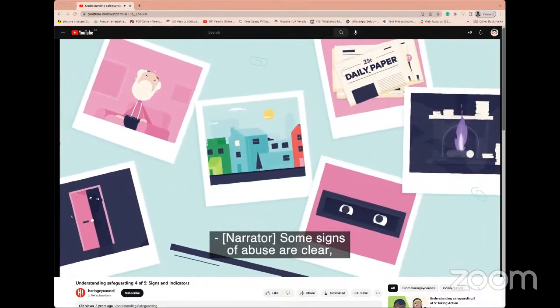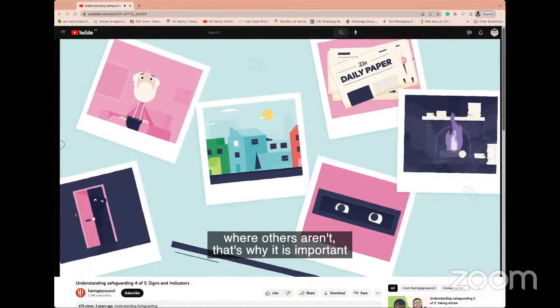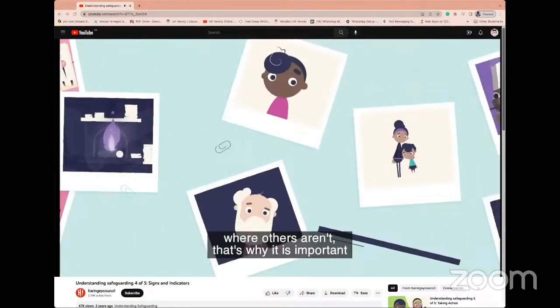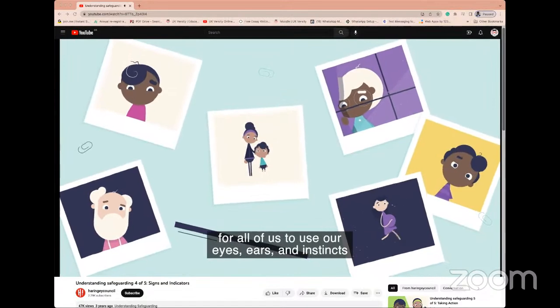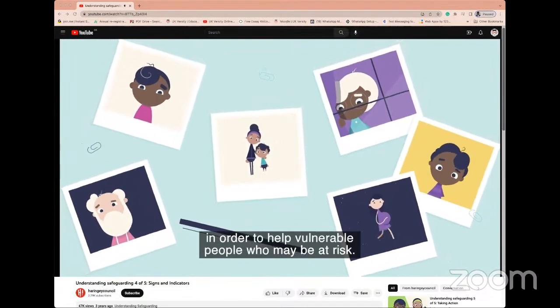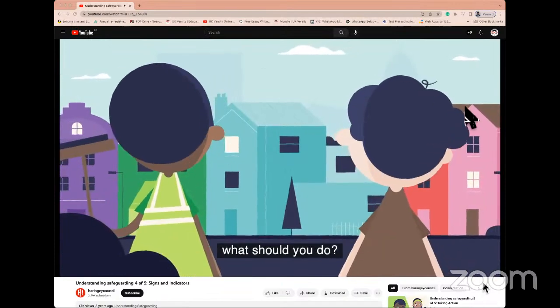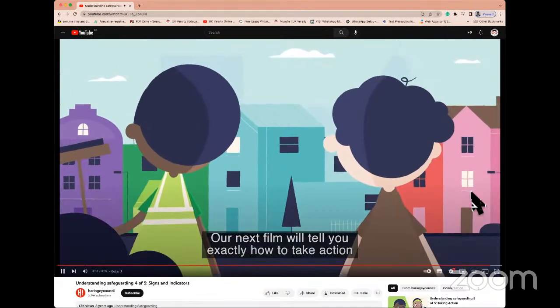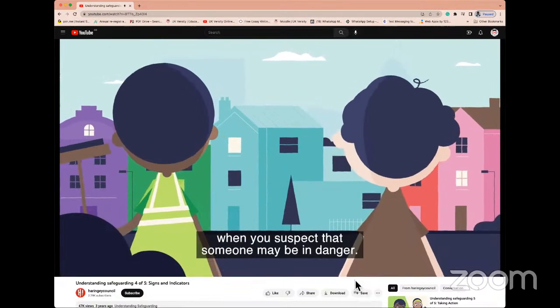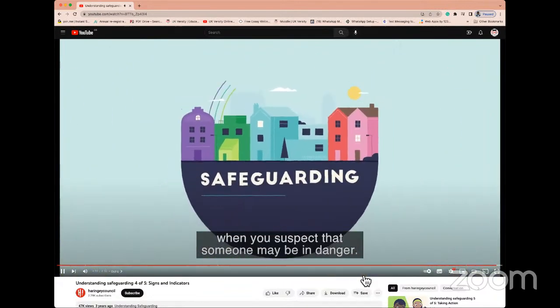Some signs of abuse are clear where others aren't. That's why it's important for all of us to use our eyes, ears and instincts in order to help vulnerable people who may be at risk. But once you've identified possible abuse, what should you do? Our next film will tell you exactly how to take action when you suspect that someone may be in danger.